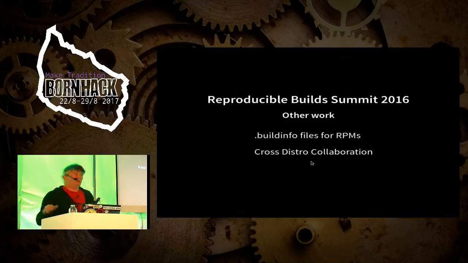And we also worked a lot on cross-distro collaboration, and we defined a buildinfo file for RPMs. We had buildinfo files for Debian packages before. They describe the source package, so the checksums of the source package parts, the build environment, and the build artifacts. And we had that for Debian, and now we have the format specified for RPMs. We still need to do this for Lead or for other distributions.